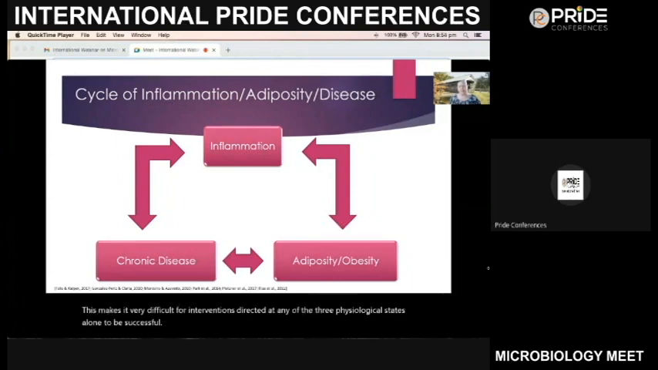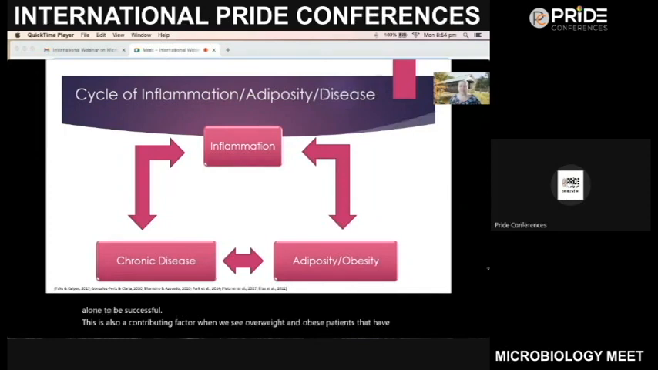This is also a contributing factor when we see overweight and obese patients that have increasing numbers of chronic diseases as time progresses.